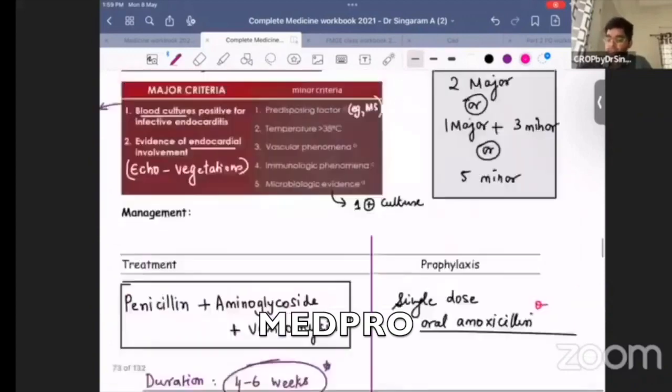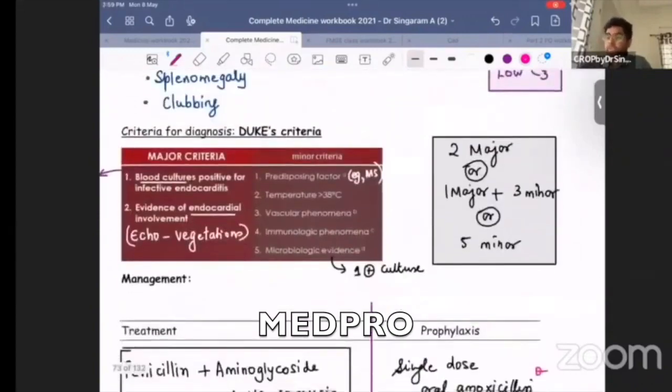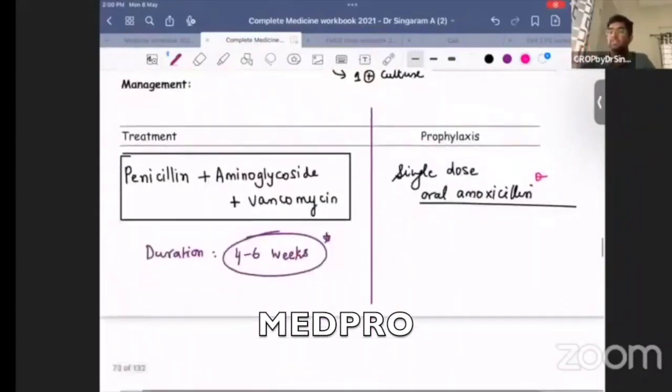And for Dukes criteria to diagnose this condition, don't forget 2 major or 1 major plus 3 minor or 5 minor criteria also will be sufficient. Always with the combination antibiotics you have to treat it. But don't forget, it's a very tough infection to treat. So that is why the duration of antibiotics also 4 to 6 weeks. I hope you're able to follow this.